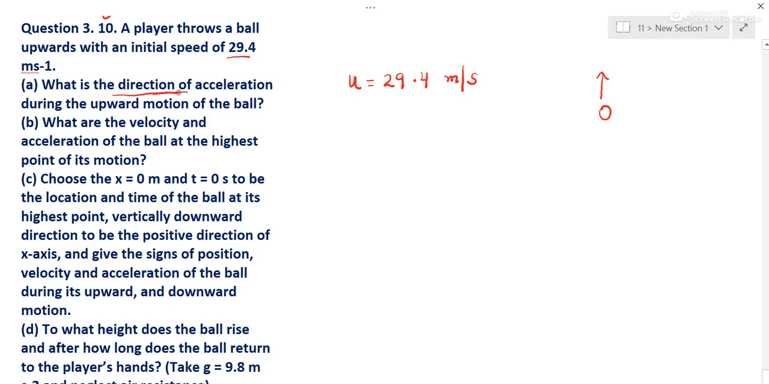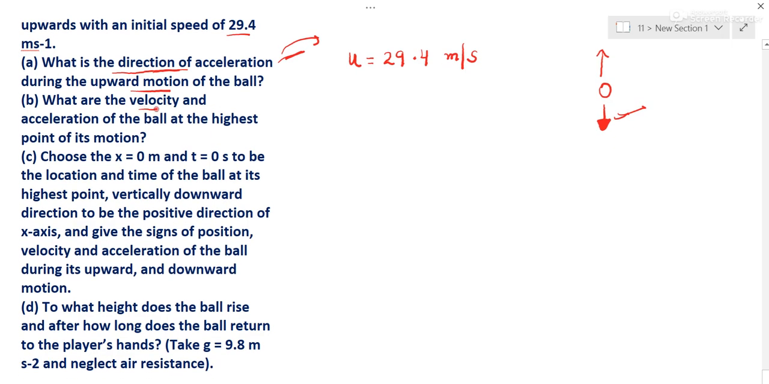Part A. What is the direction of acceleration during upward motion? So there is only one acceleration which is acting on the ball, and that is acceleration due to gravity. Gravity is pulling it down. The direction of acceleration is downward. You'll have to write the complete sentence. There is only one acceleration which is acting on the ball, which is acceleration due to Earth's gravity, and that is downwards.